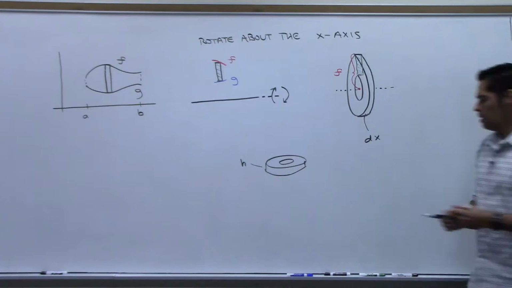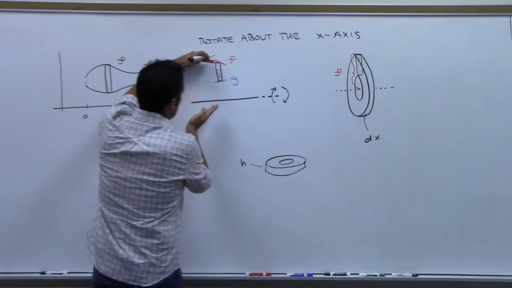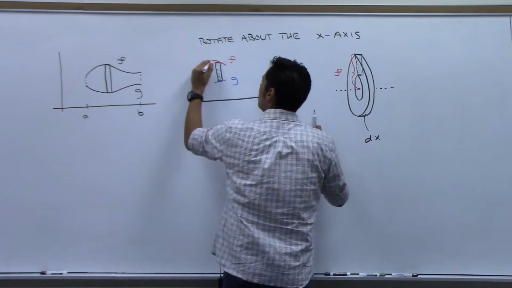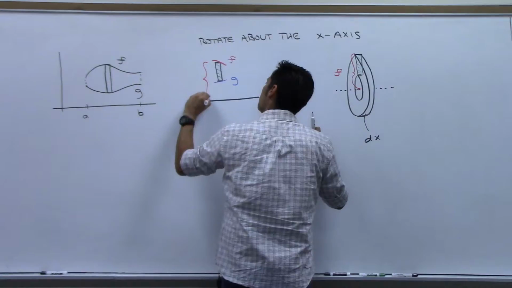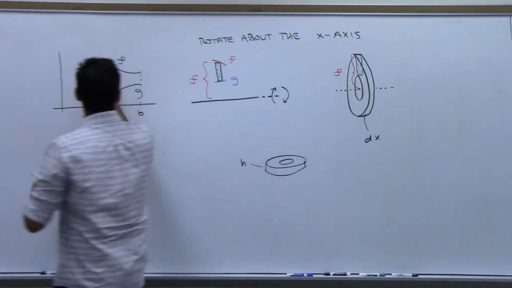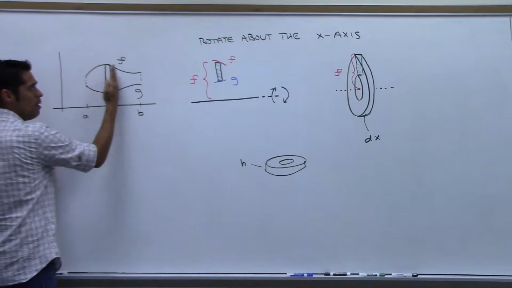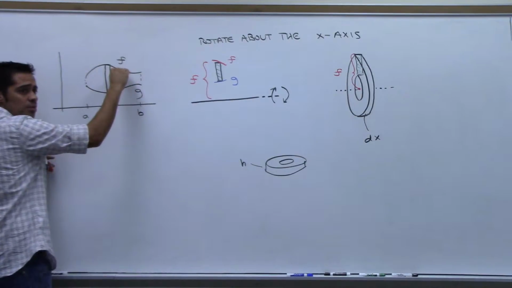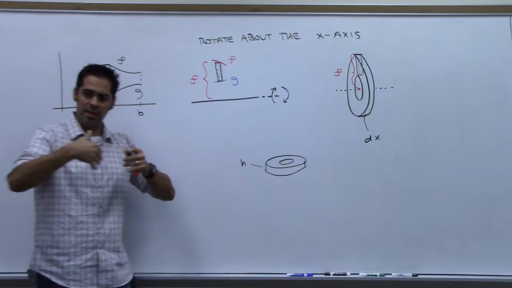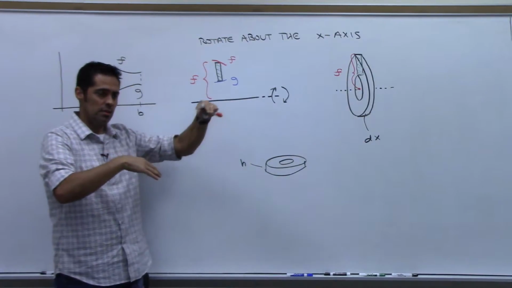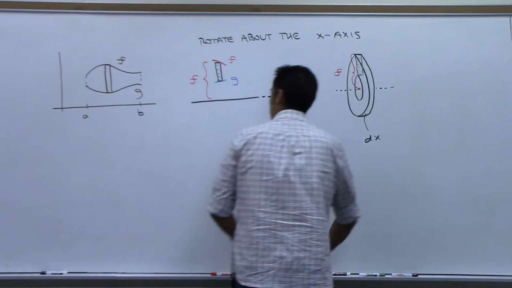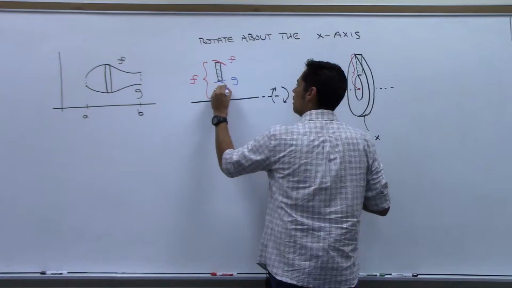If I want to know the distance from here to here, I'm going to draw it on this picture. The distance from here to here would be f. Agreed? And as I move this sliver over to the side, that top will change, won't it? Which is why f is controlling it. f is a function of x, so as x changes, that height will change. Now what about the inner radius? That's g.